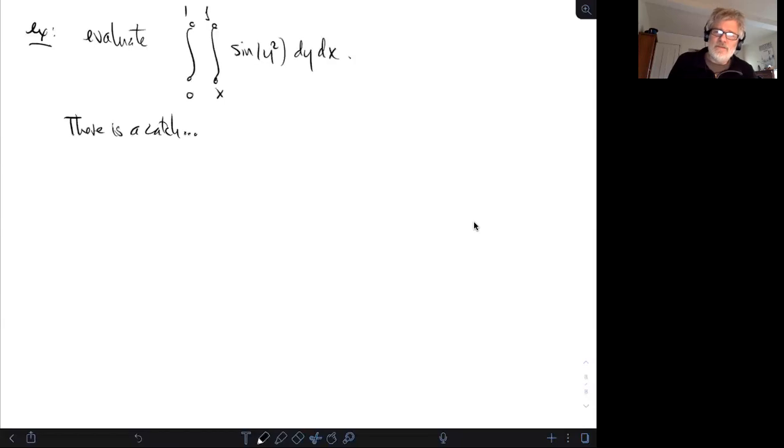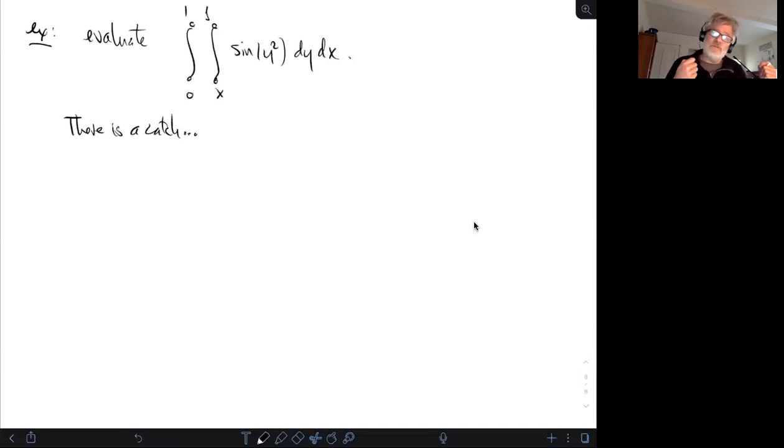And the fact that you did Cal 2 a year ago is even worse, because if you were right in the middle of Cal 2, or let's say near the end, there would be a much better chance that you see the catch. The catch is that you can't integrate sine of y squared. It's one of those functions that doesn't have what we call an elementary antiderivative. So you can't find a function, write it down, such that its derivative is sine of y squared.